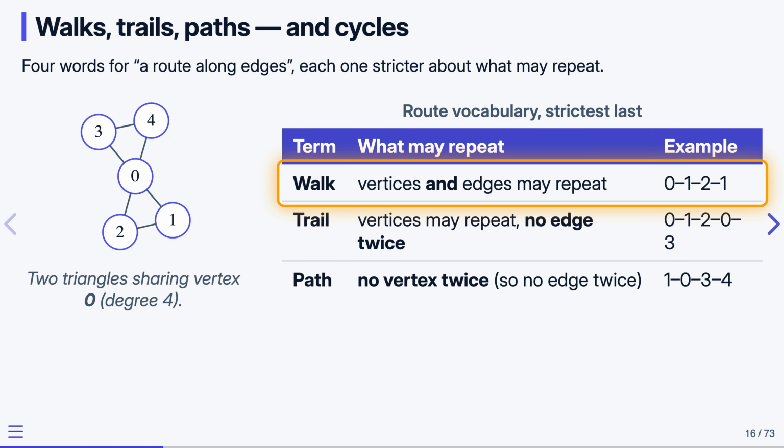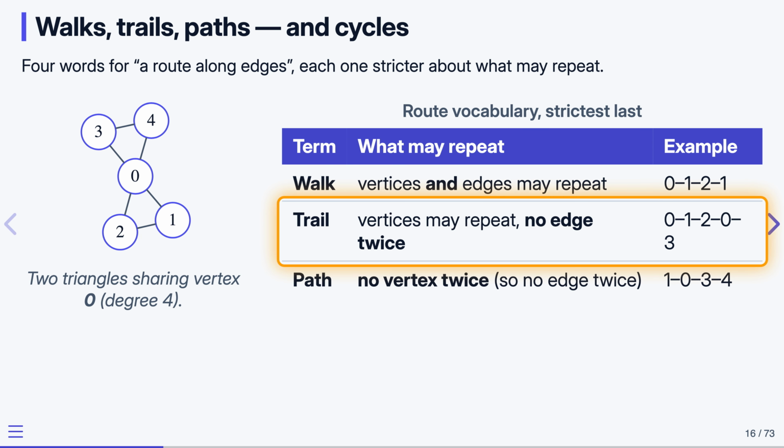A walk is the loosest route. Vertices and edges may both repeat. An example is 0, 1, 2, 1. A trail is stricter. Vertices may repeat, but no edge is used twice. An example is 0, 1, 2, 0, 3.